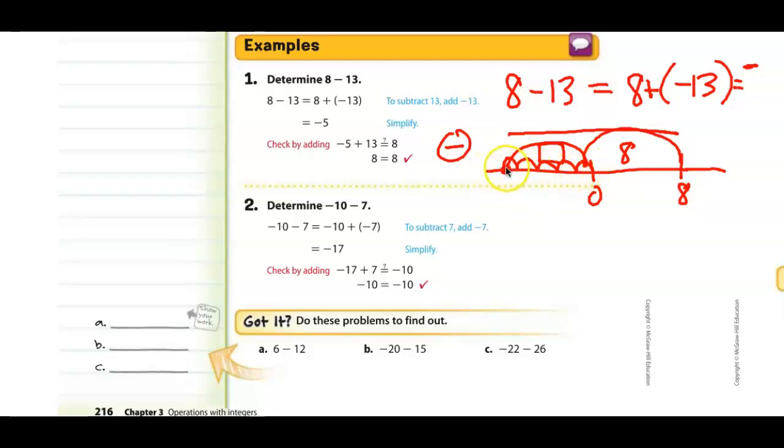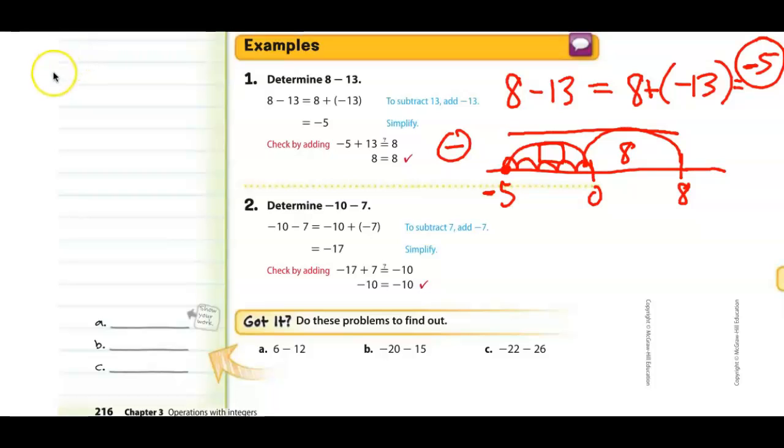1, 2, 3, 4, 5. So those of us who have been practicing our subtraction facts would know that 13 minus 8 is 5, and since it's going to be negative, it's going to be negative 5. So that is our answer.